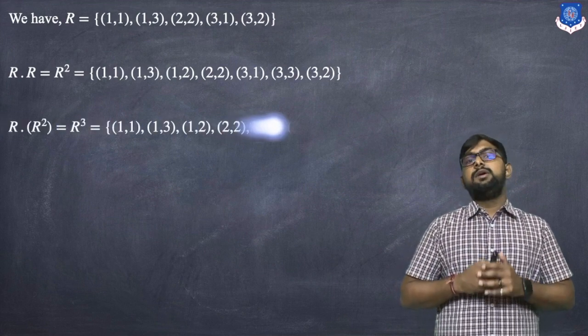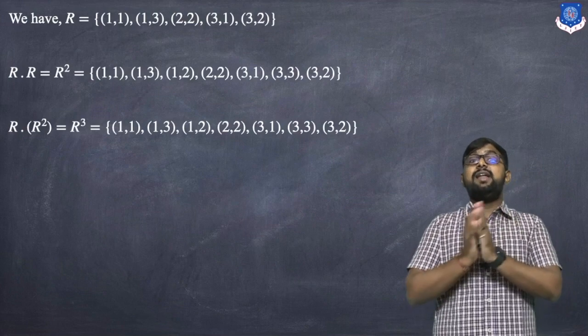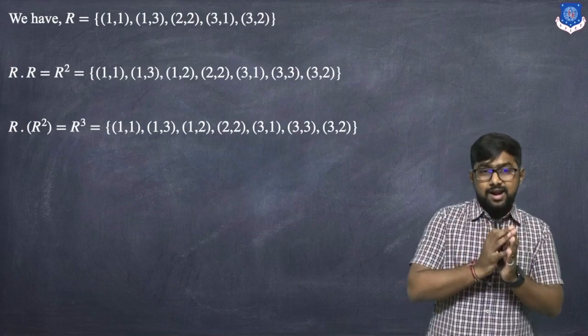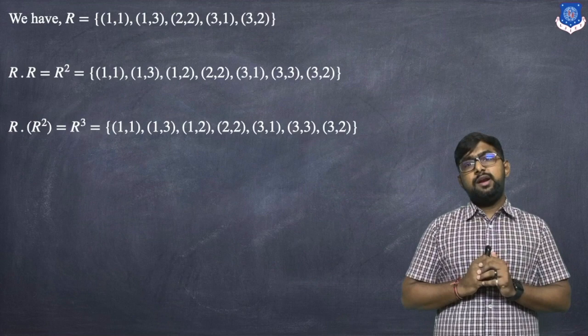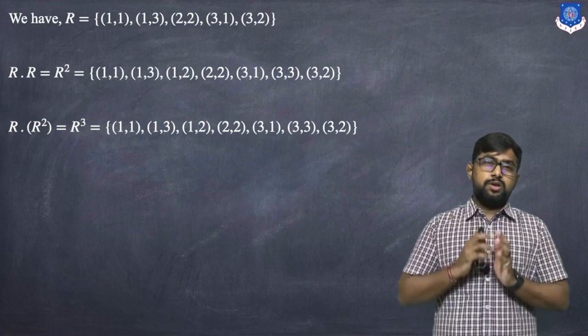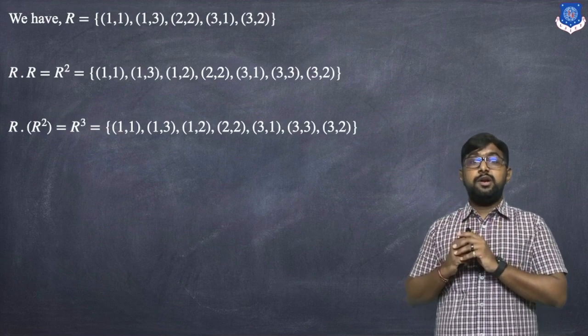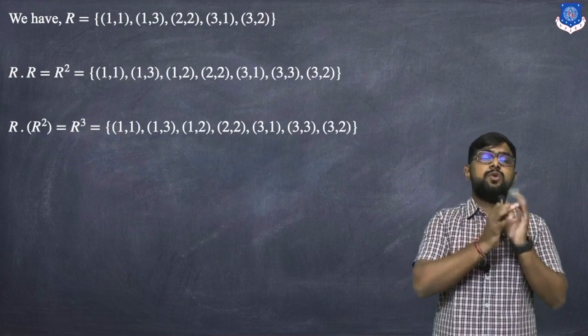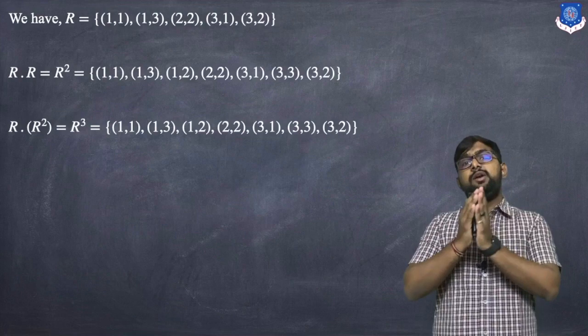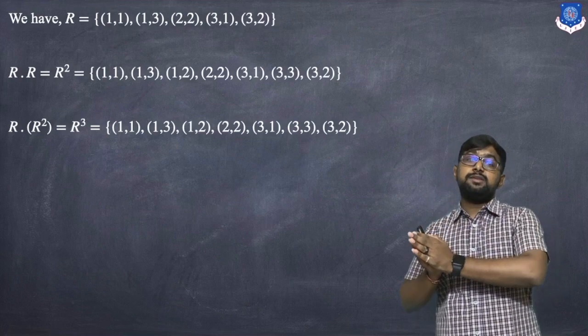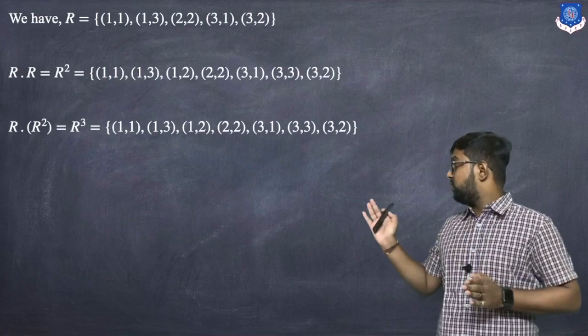So next, R cube. That is R and R square. So now consider R and R square. Now 1 is related to 1 and 1 is related to 1, so the (1,1) pair will be there. Now 1 is related to 1 and in R square 1 is related to 3, so (1,3) will be there. Now 1 is related to 1 and 1 is related to 2 in R square, so (1,2) will be there.